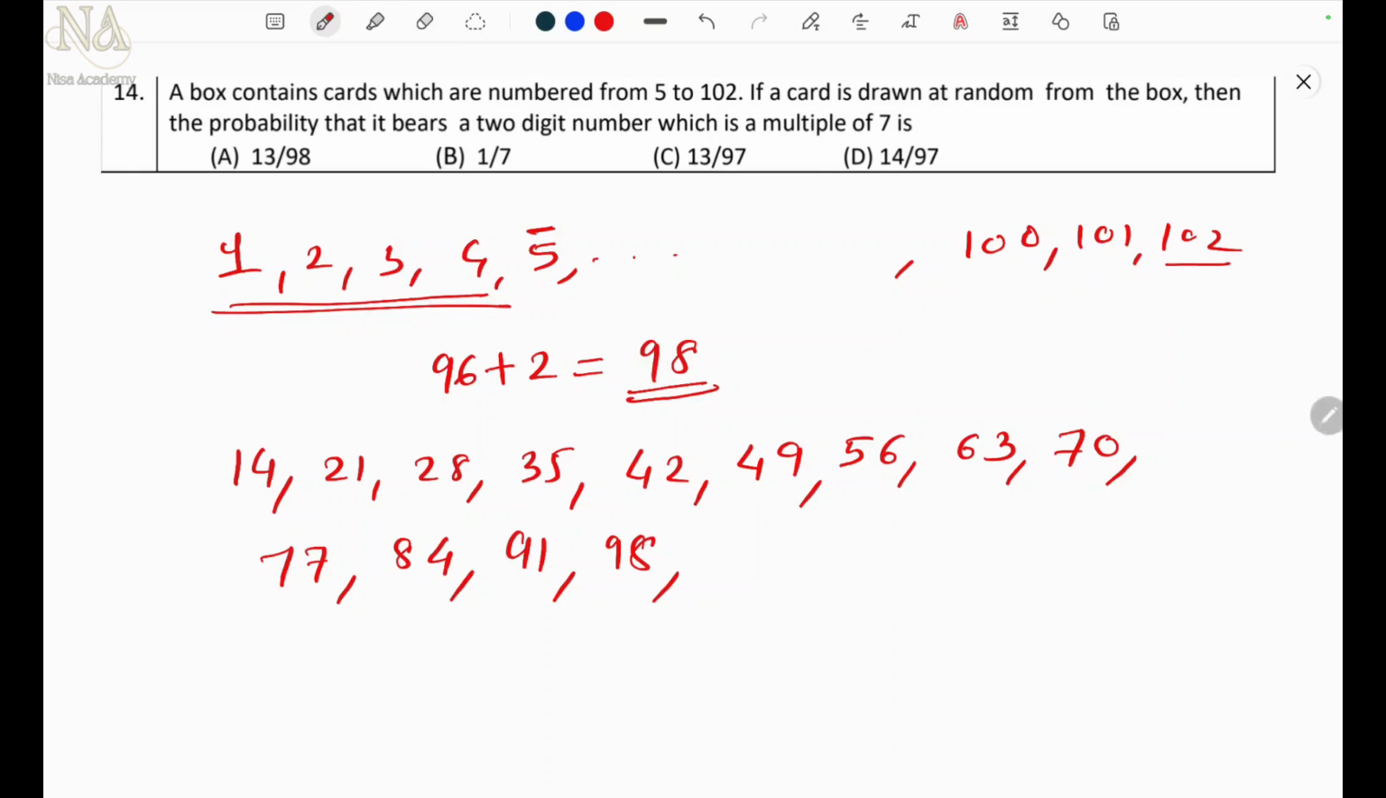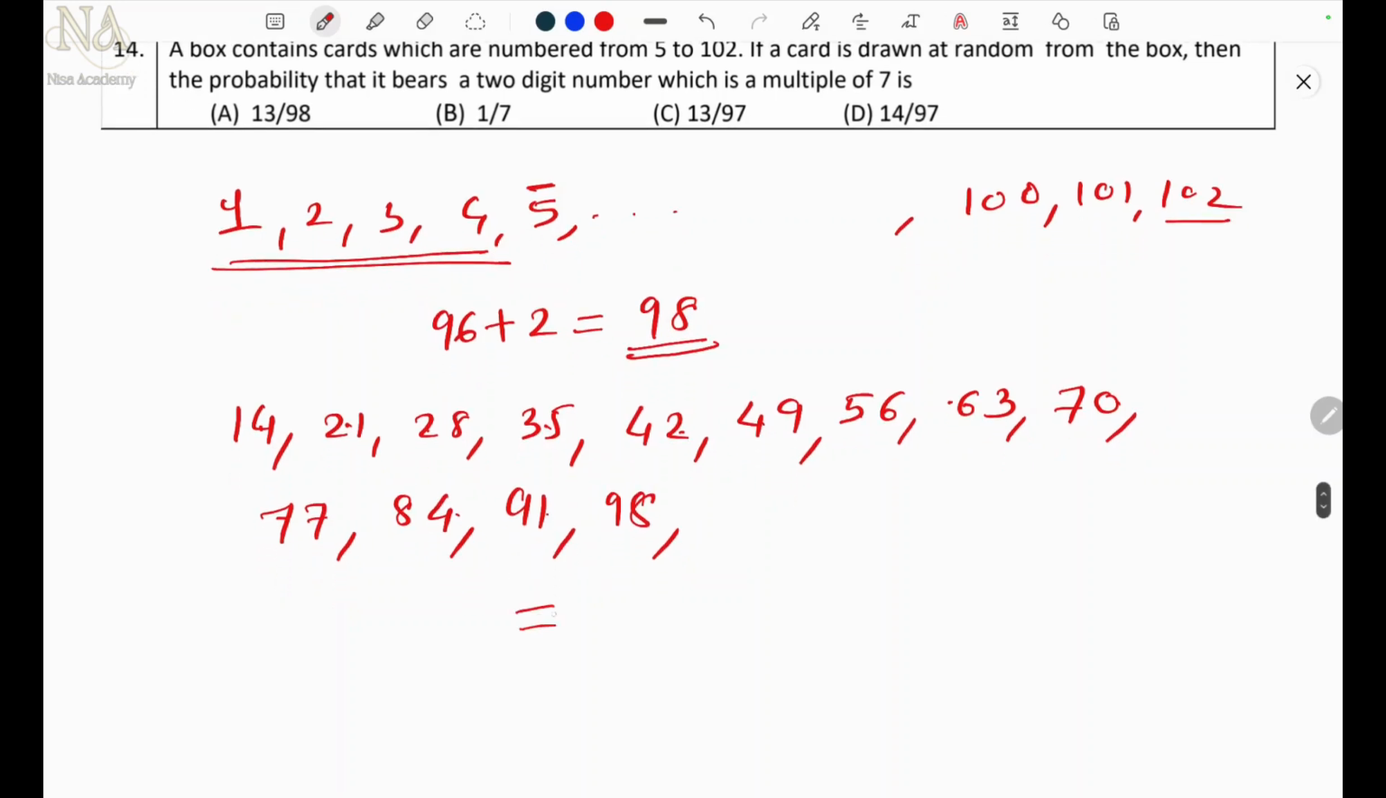So these are, let's just count this: 1 2 3 4 5 6 7 8 9 10 11 12 13, right? So probability of that event will be what?